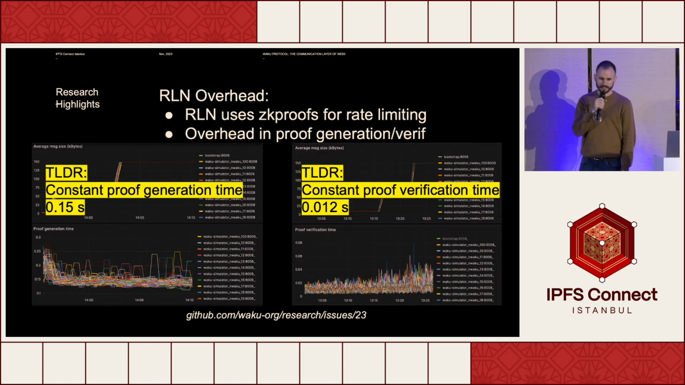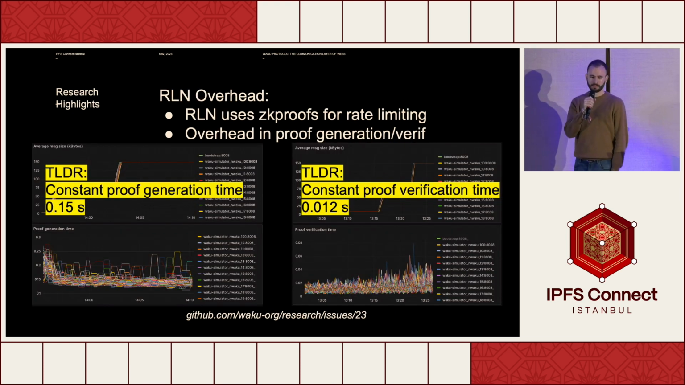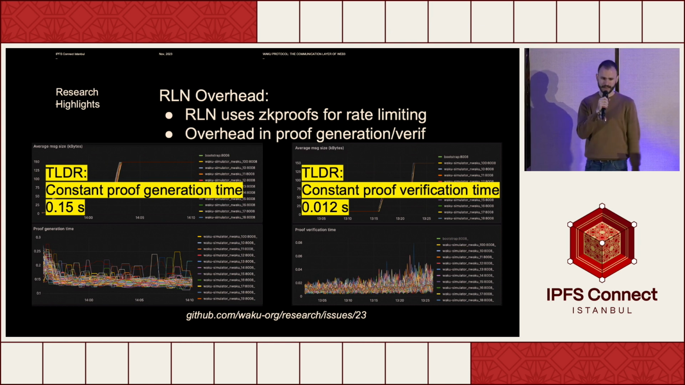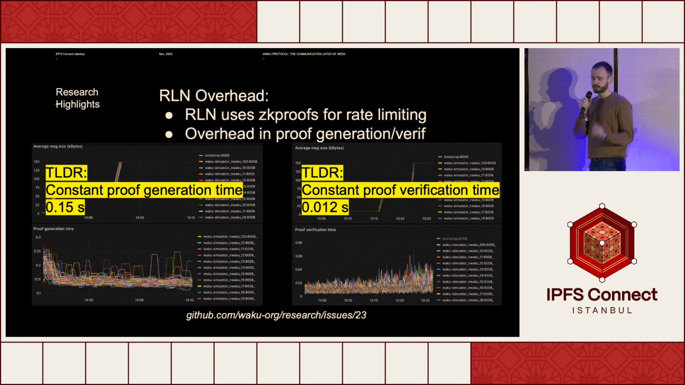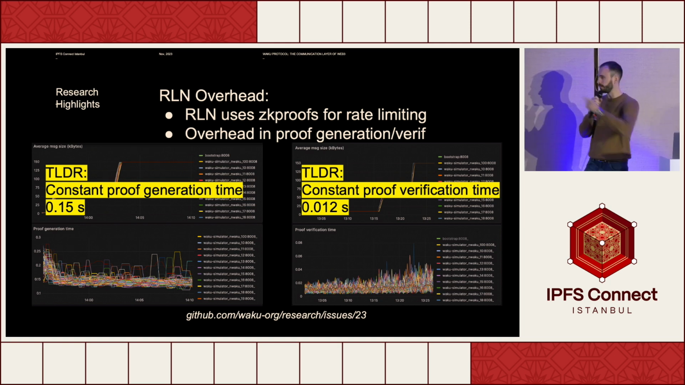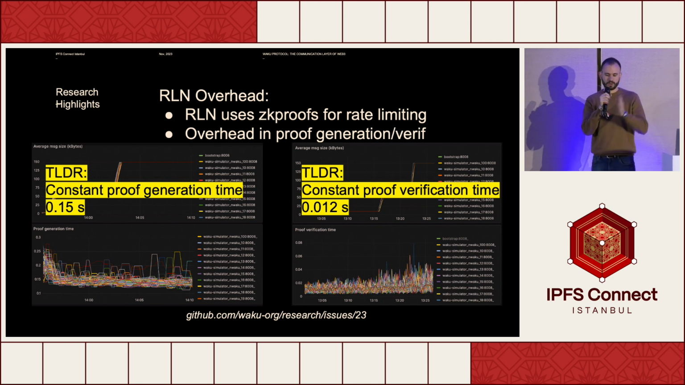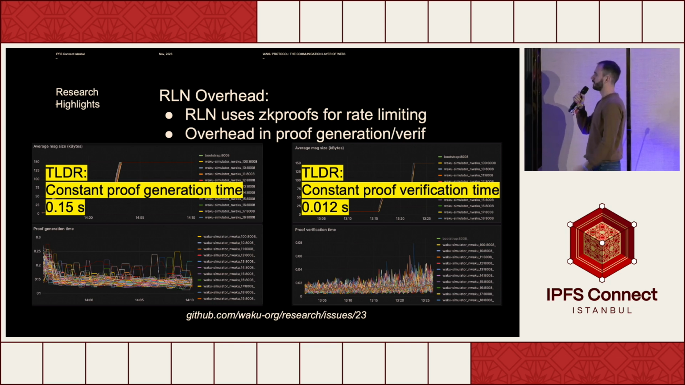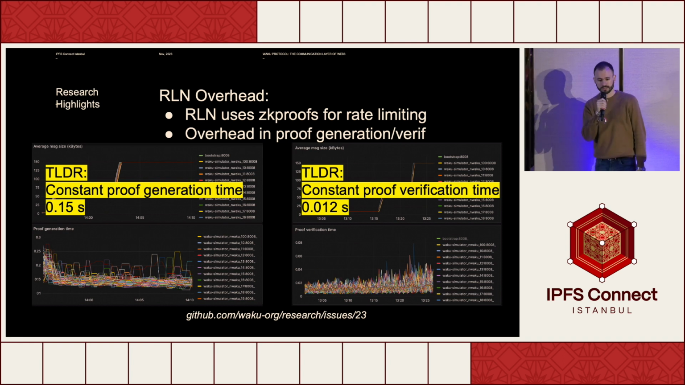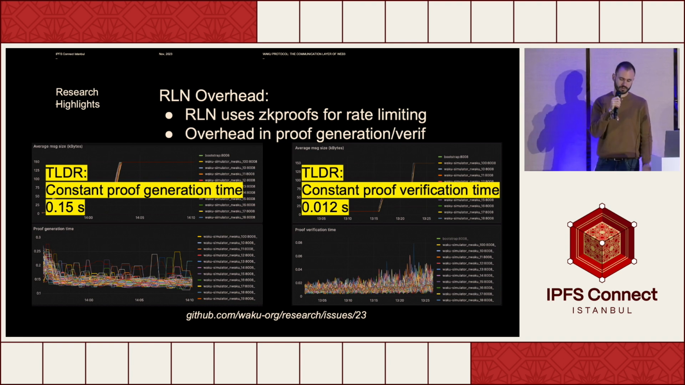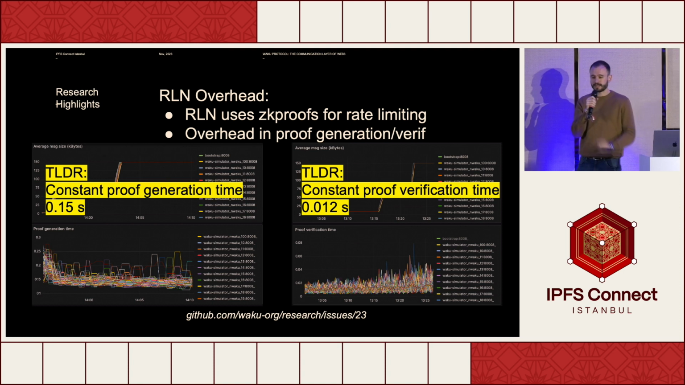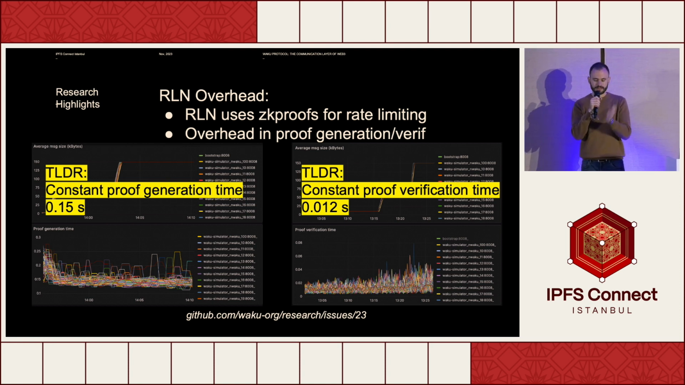And the last highlight, TLDR: for the zero knowledge proof that we have for RLN, the proof generation time is constant, no matter the size of the message, 0.15 seconds, which is kind of okay. This adds to the whole pipeline of latencies. And then on the right side, we have the proof verification time. It's also constant, 0.012 seconds, which is quite low. And this is added by each node. So if the message travels 5 hops, then you are going to add this latency to each hop.